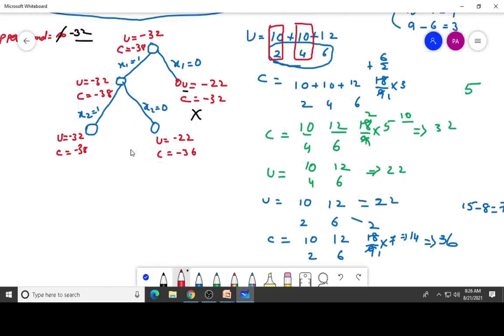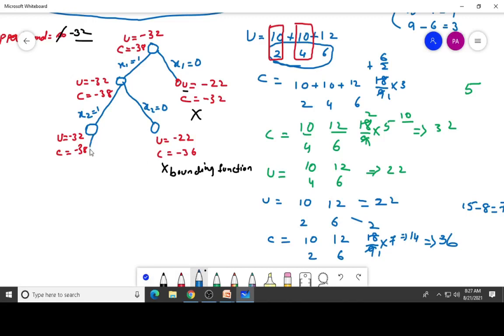Now check what our upper bound is: minus 32, and here minus 22. So here also we are applying the bounding function, because the value you are getting in the upper bound is more than what we have now. Okay, next.